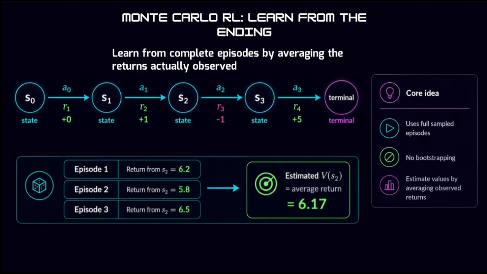Alright, on to Monte Carlo reinforcement learning. It learns from complete episodes. Instead of updating immediately from a partial guess, it waits until an episode finishes. Then it looks back at what actually happened and uses the observed outcome to update value estimates.